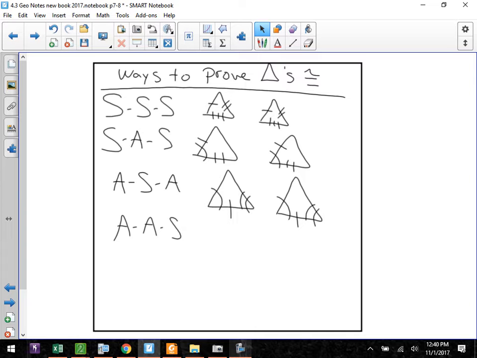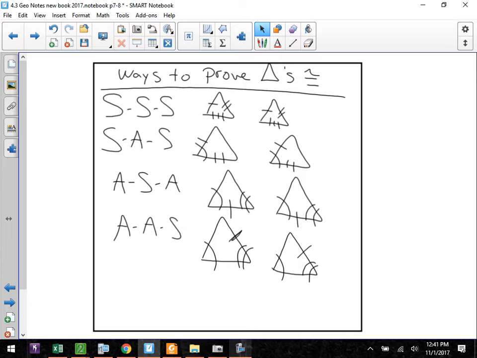Then when you get to angle, angle, side, it just means you have two angles in a row and the side after it. Two angles and then a side after. So the lettering tells you the direction that things are going.